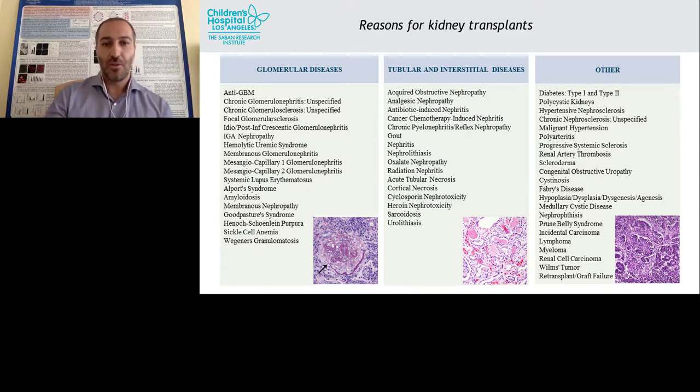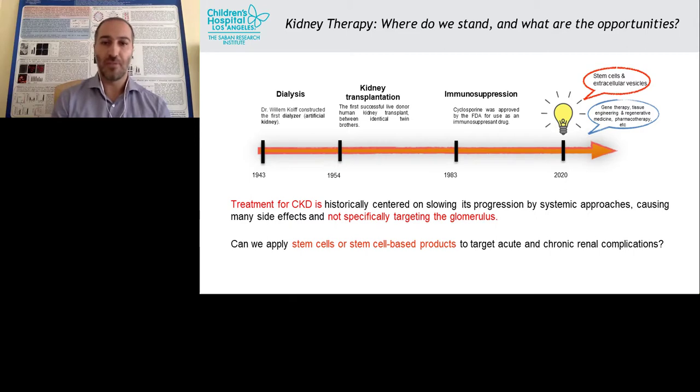If we take a historical look at where we stand right now and what the opportunities are, as I mentioned, dialysis and kidney transplantation are the two mainstream therapies for kidney replacement. But both of these were discovered back in the 1940s and 1950s, and only in 1983 did we have the introduction of immunosuppressants, which really enhanced the success of kidney transplantations, providing support against rejection of the transplants.